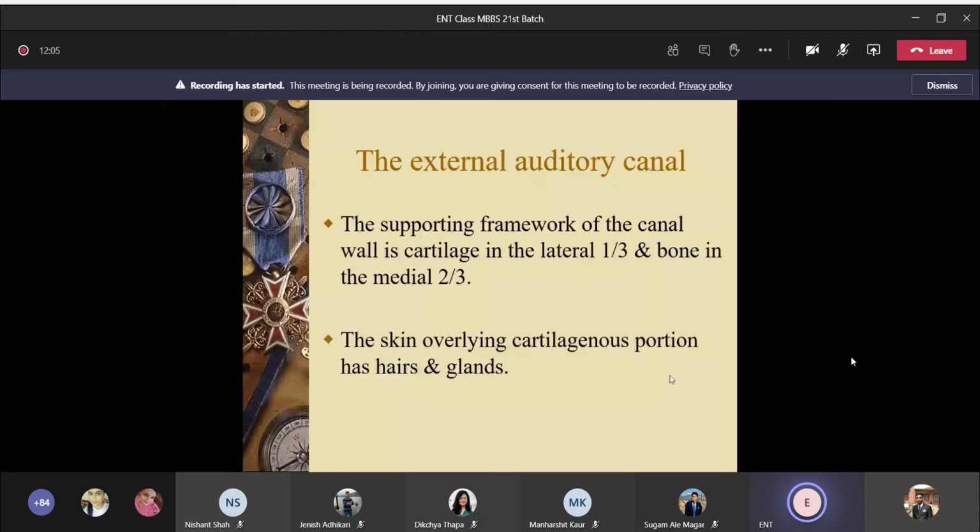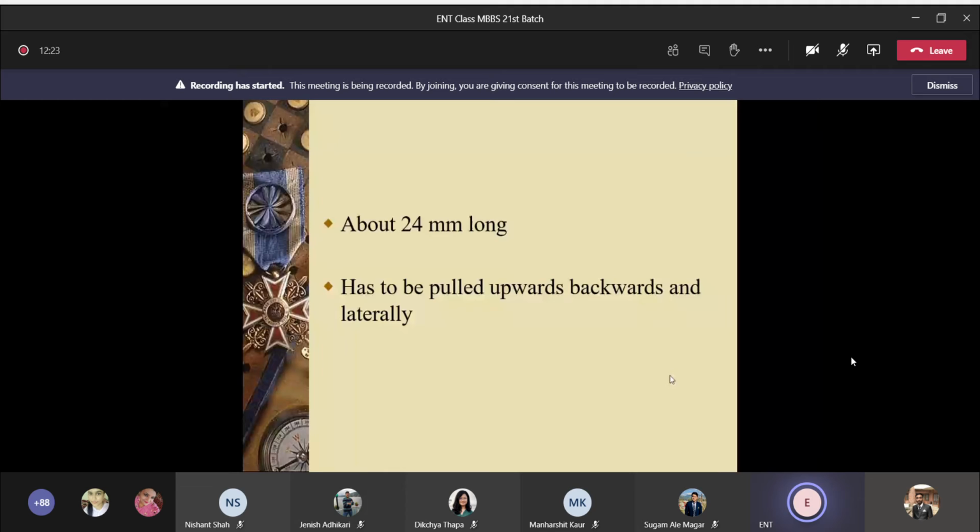In the cartilaginous part, you can see hairs and glands. So hair follicles are present. Most of the time, if you prick the ear, if there is infection, folliculitis, it is that part which got infected in the outer 1/3. And the canal is not straight, it's in a lazy S shape. So to see the tympanic membrane, we have to pull upwards, backwards, and laterally to make the lazy S into a straight line, so that we can see the tympanic membrane.